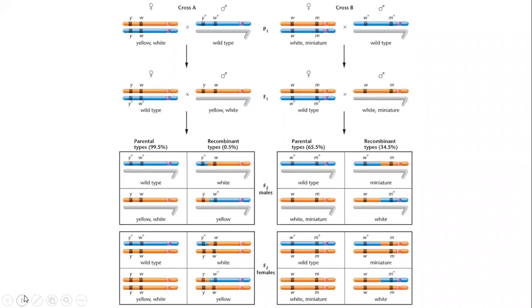So this diagram's a little bit busy, so I'll talk you through it. But basically what we're doing is cross A is comparing genes that are close together and therefore have low levels of recombination, and cross B is showing genes that are further apart, therefore having more recombination. That's basically the takeaway from this diagram. And so here at the top, you can see that you have the parental up here. And so we have the female and the male.